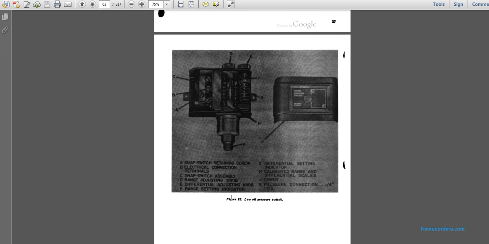Here's a picture of a lube oil pressure switch. It shows the snap switch, retaining screw, electrical connection, terminal, snap switch assembly, range adjusting knob, differential adjusting knob, range setting indicator, differential setting indicator, calibrated range and differential scales, and cover, with pressure connections of 1/4 IPS.